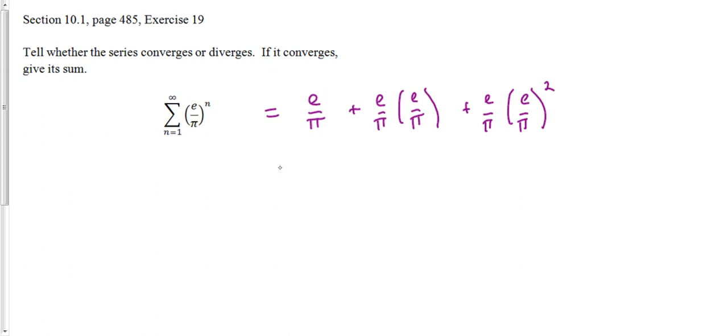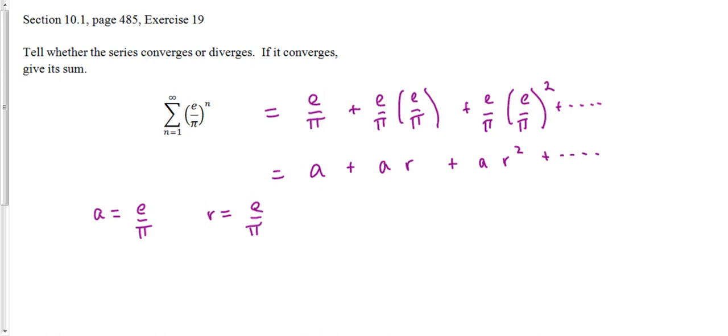Now, if you remember, for a geometric series, we write that as a plus a times r plus a times r squared, and of course, this series extends out to infinity. So if I compare my geometric series, my general form, with what I have here, I can say that a is going to be equal to e over pi. But interestingly enough, r, that factor that I multiply every term by, is also going to be equal to e over pi.